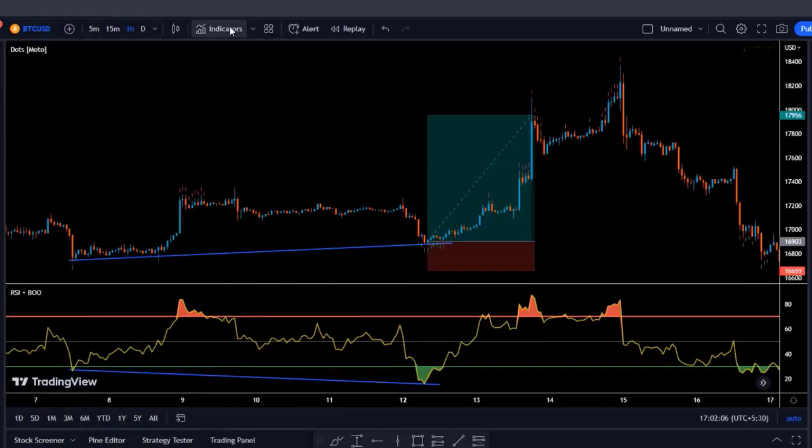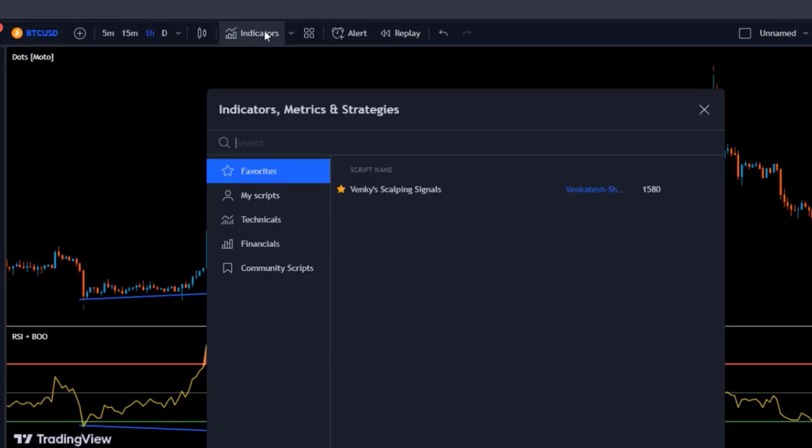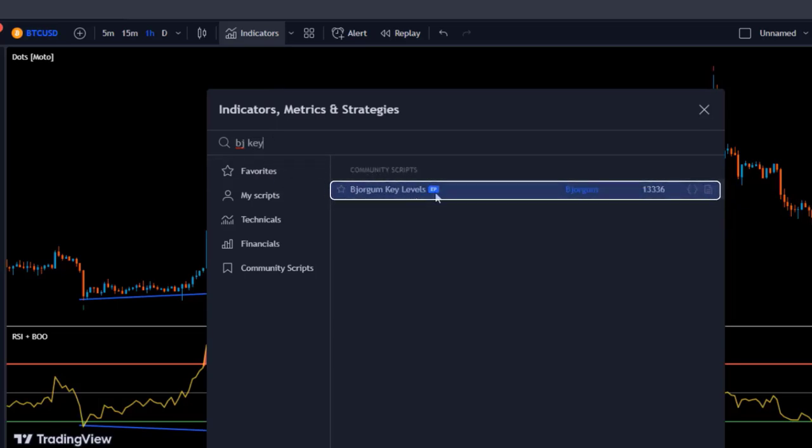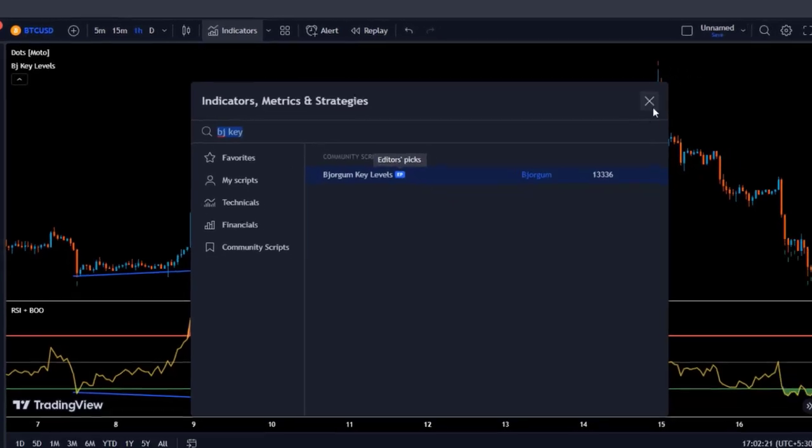And I found another nice indicator which is awesome and will make our strategy even better. So go to the Indicators tab and type in BJ key levels. As you can see here, we have Jorgum key levels, which is an editor's pick. You add it to your chart.